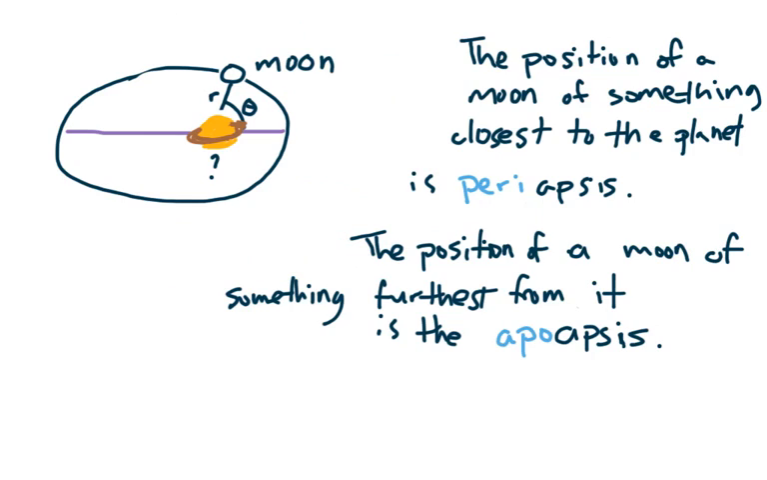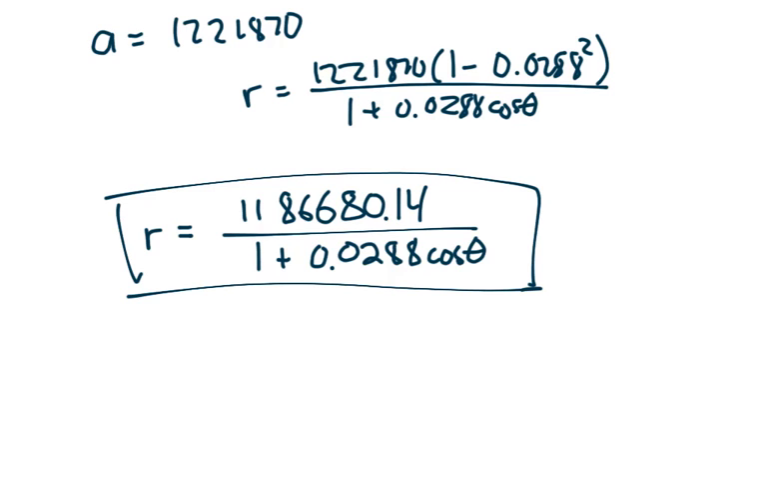Now look at the picture. If you've got the periapsis, this occurs for a specific theta value. When theta is 0. And the apoapsis occurs for when theta equals, that's right, π. So all we have to do to find the periapsis and apoapsis distances is use θ = 0 and θ = π.